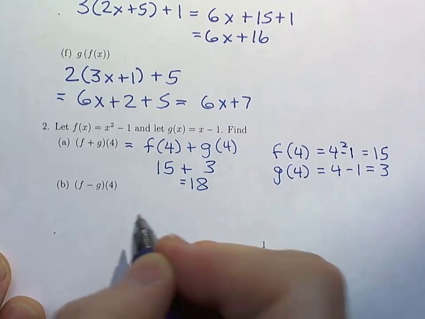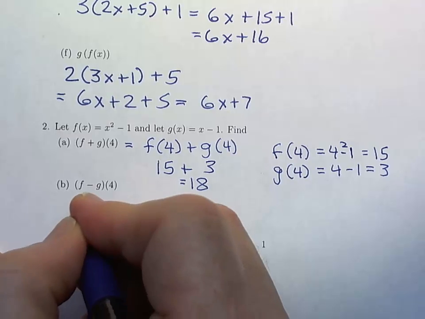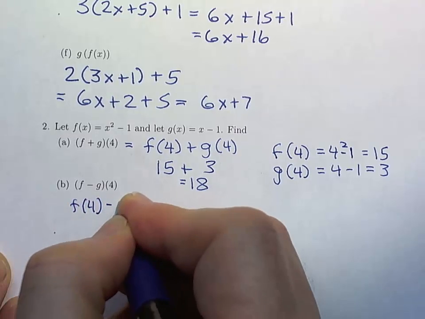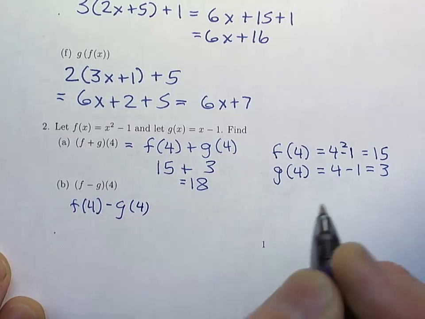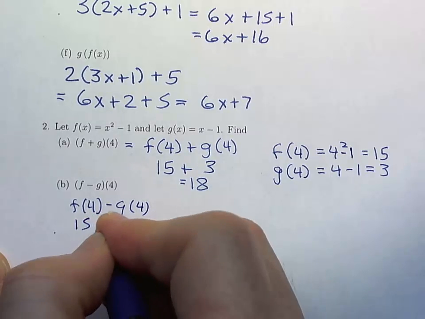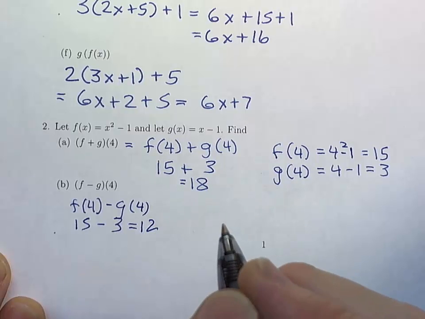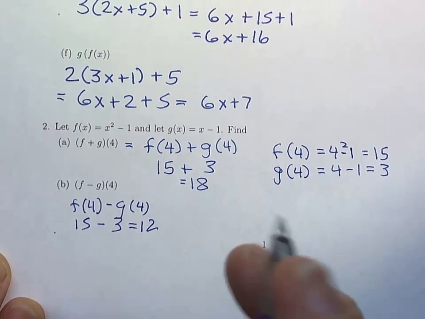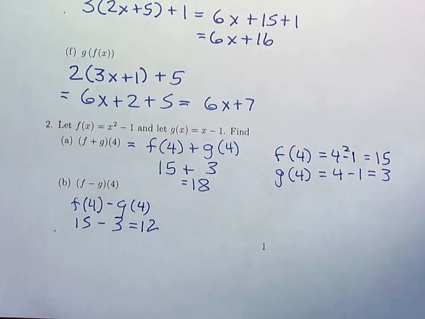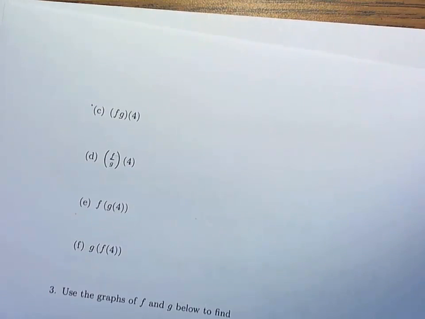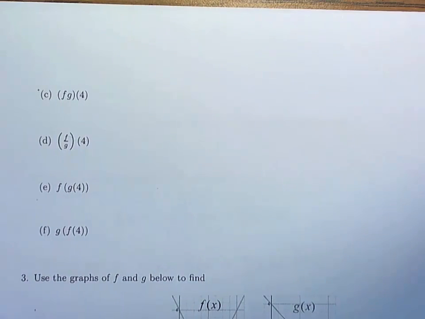That's all we do. And then down here, we've got f of 4 minus g of 4. So that's going to be 15 minus 3, which would be 12. So it's very easy. It's just learning the new notation, actually. Okay. Now we've got f times g of 4.